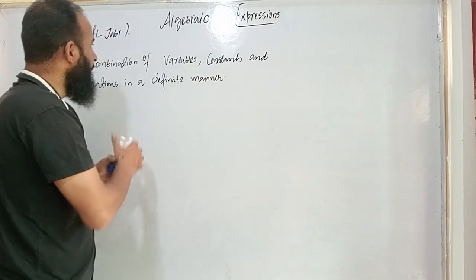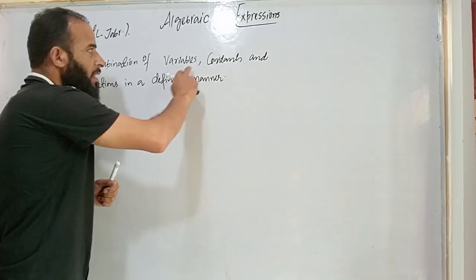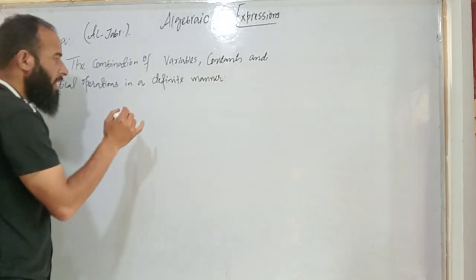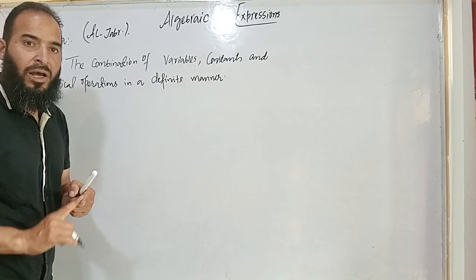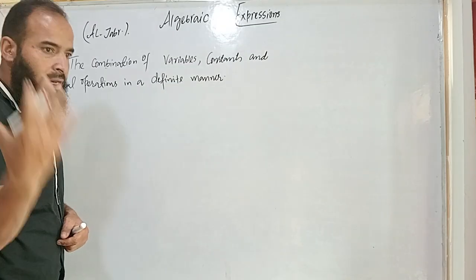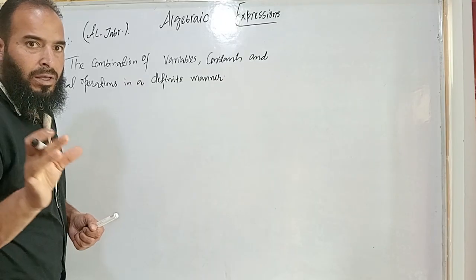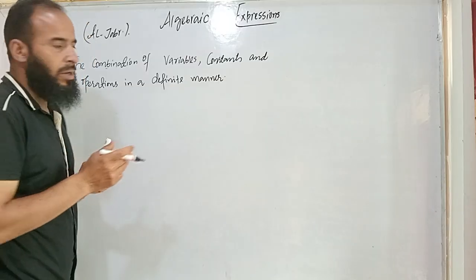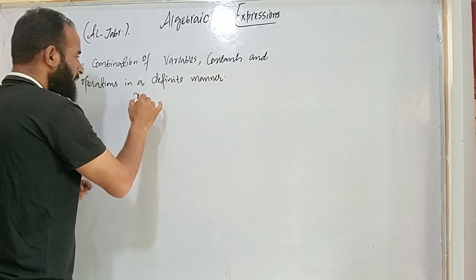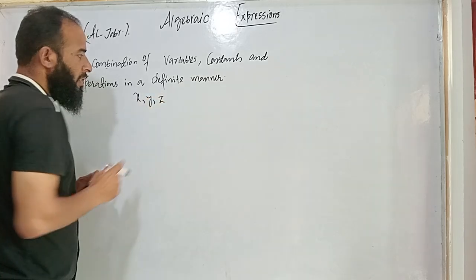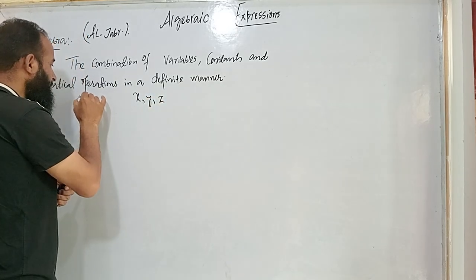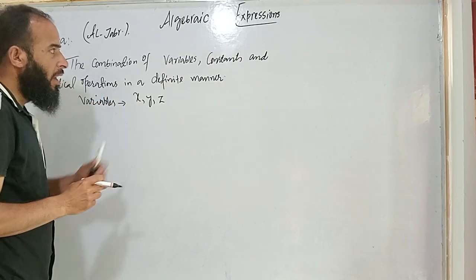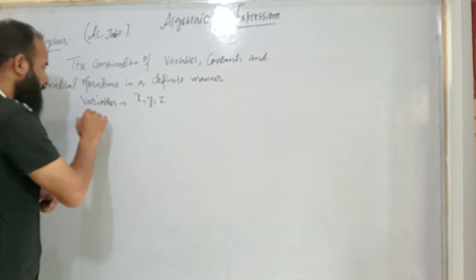यहाँ पे हम क्या करते हैं? हम combine करते हैं variables, constants, and mathematical operations. That means क्या क्या हम combine करते हैं? Variables means whenever you see any English letter in any expression, you have to say this is a variable. For example, x, y, z. These are the variables.